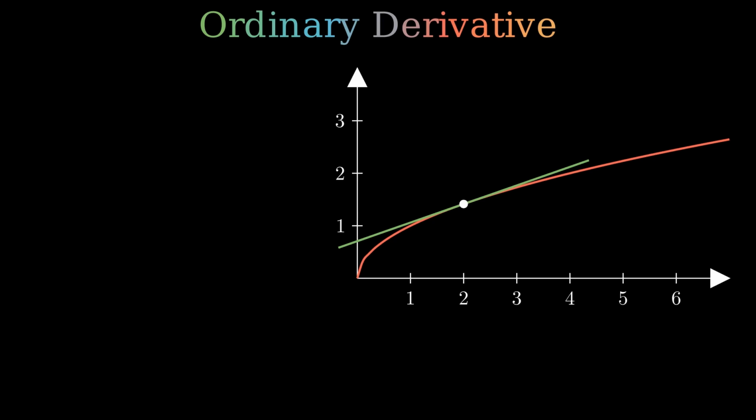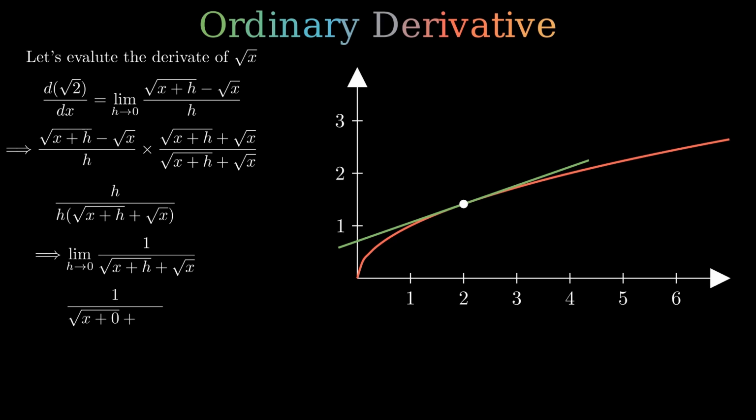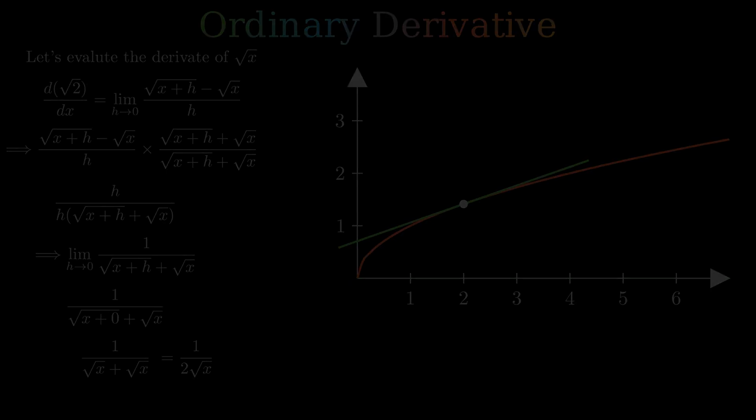Let's check if our definition is correct. We try here to compute the derivative of square root of x. It comes out to be 1 by 2 times square root of x. I now ask you to put the values of the 2 to see if our definition is correct.